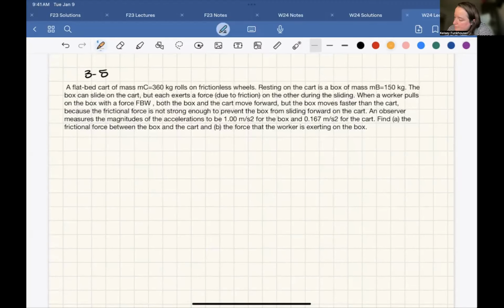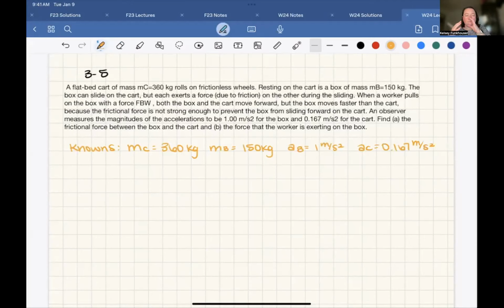So knowns and unknowns. Let's see. We have our masses. Mass of the cart is 360 kilograms. Mass of the box is 150 kilograms. And then we just have the two accelerations. So acceleration of the cart is 1 meter per second squared. Oh, I'm sorry, I have that wrong. That's the acceleration of the box. Acceleration of the cart is 0.167 meters per second squared.